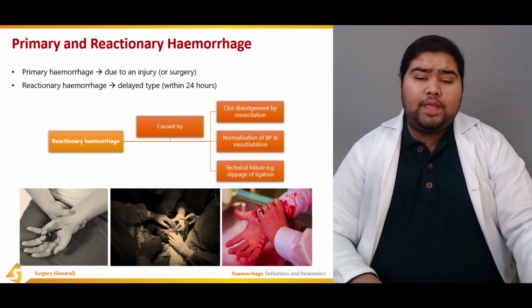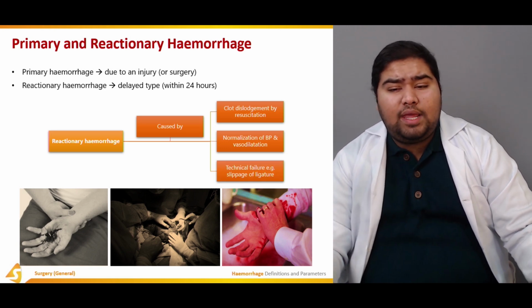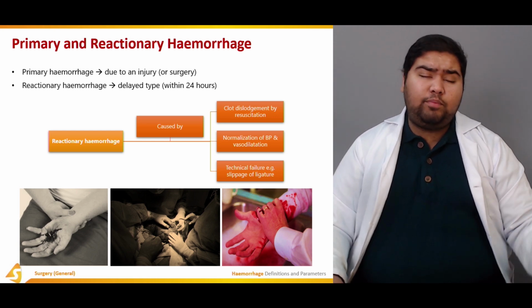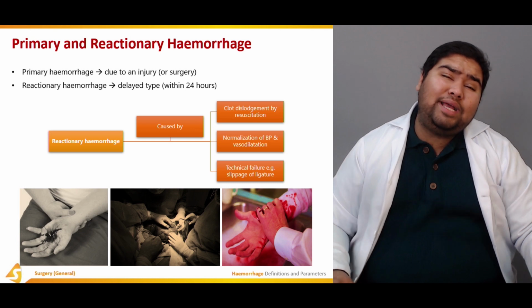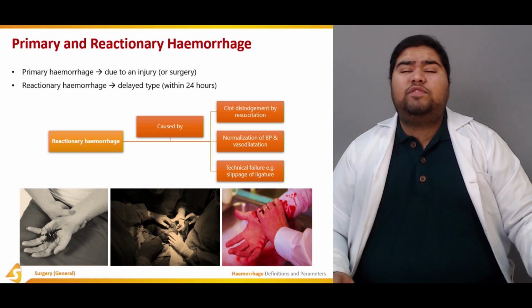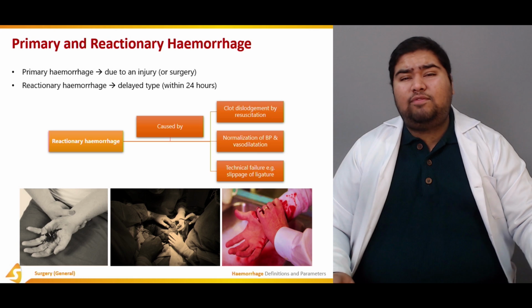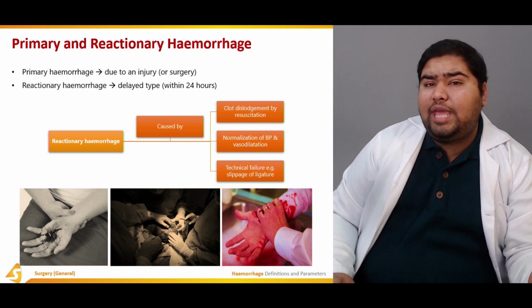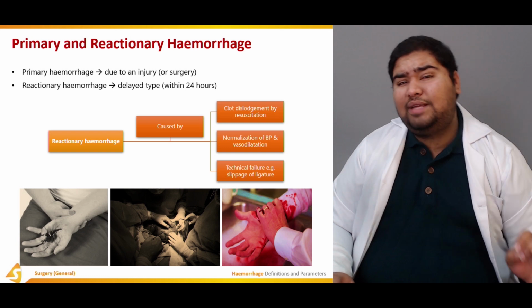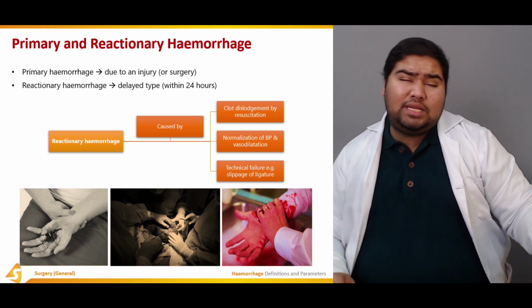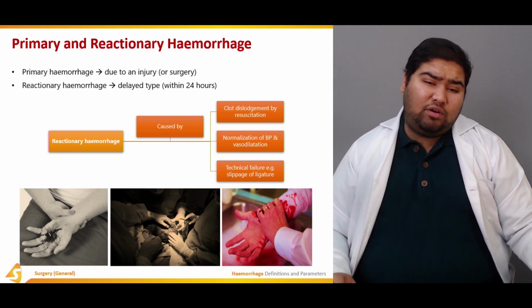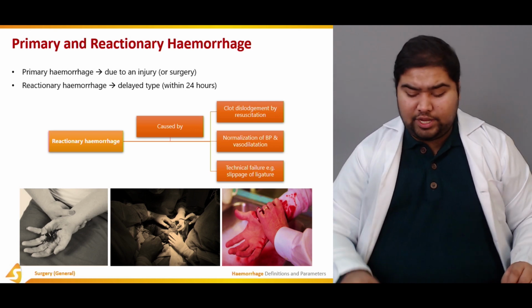Now, finally, it can be due to a technical failure. Example, slippage of a ligature. Now, what happened? You have pinpointed a bleeder and you have applied a suture. Now you have tied that suture. Your suture might have slipped, or your ligature might not be strong enough, and as a result the bleeding might occur from that area again, and this can be one of the reasons for your reactionary hemorrhage.